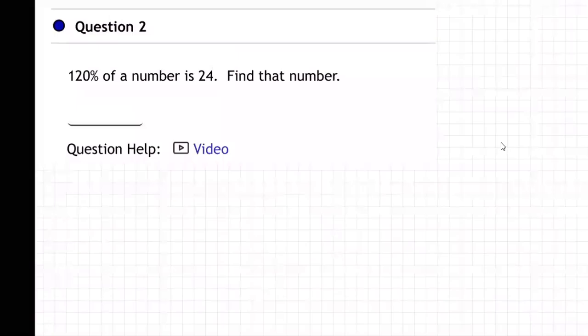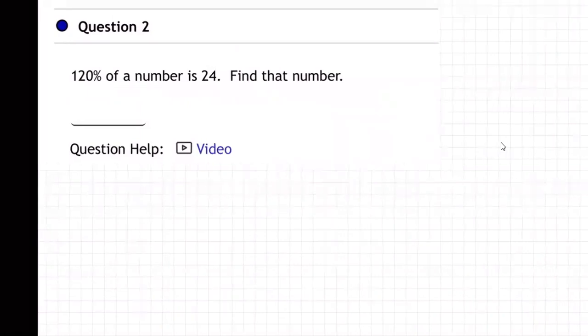Number 2. Okay. What does it say? 120% of a number is 24. Find that number. Okay, I'm going to suggest just direct translation. Really, there's 2 ways you can do this problem. I think I've found over the years the easiest for students is direct translation.